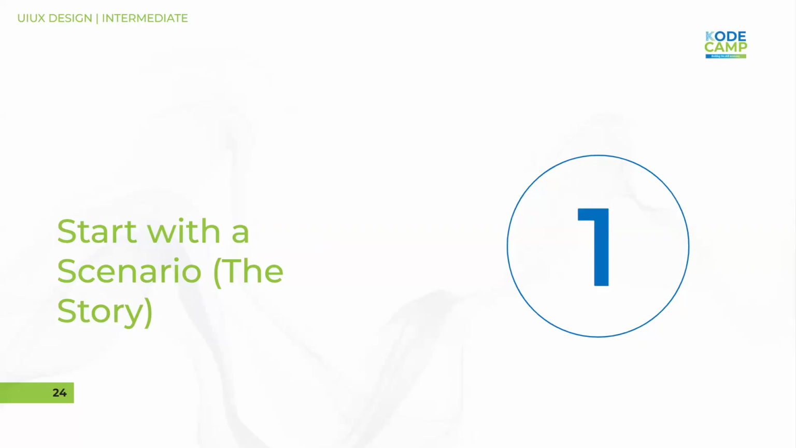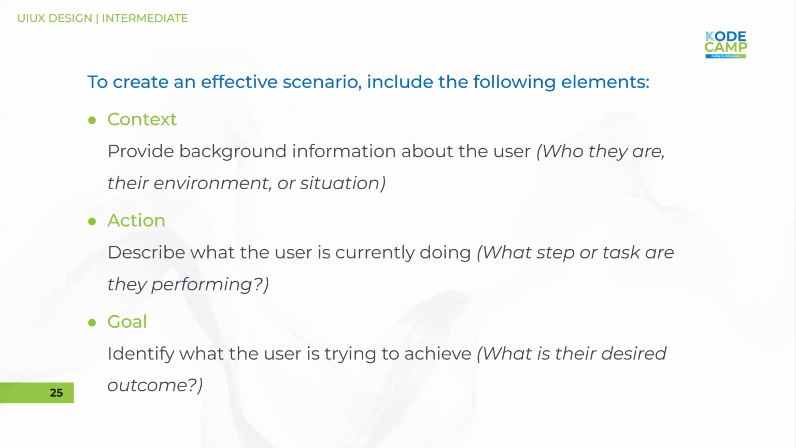So these are the components needed to create an effective scenario. You need context, you need action, and you need goals. When we are talking about context, we are talking about who your user is, where they are, and what is happening. Provide background information about the users. So don't just jump into it.